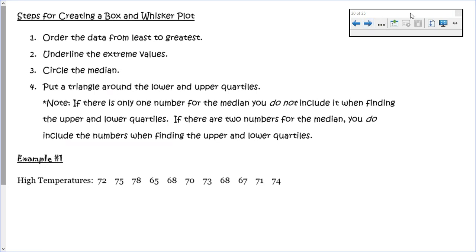So the length of the box from one end to the other represents your interquartile range. Okay, now let's look at the steps for actually creating a box and whisker plot. We're going to go through these together one step at a time. So step 1, order the data from least to greatest. So let's look at our data set here.